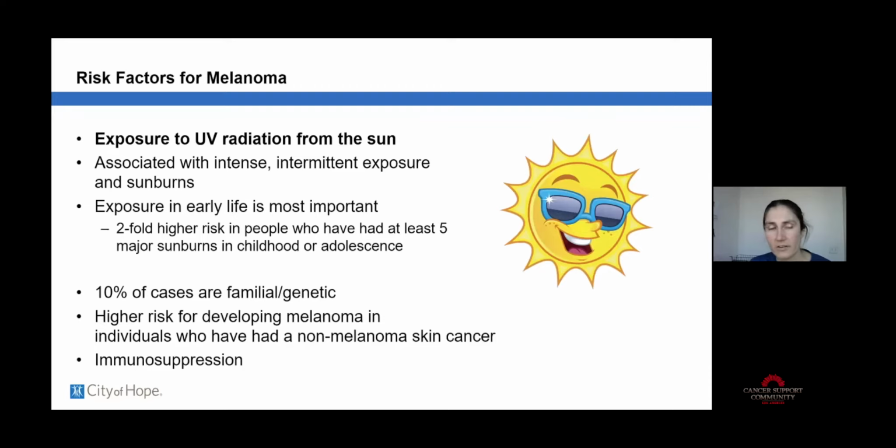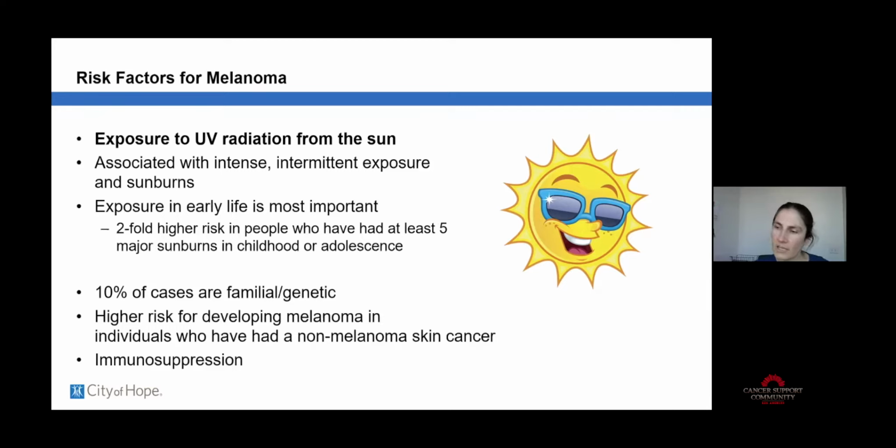Similarly to the other carcinomas, melanoma is related to UV radiation from the sun. With melanoma, it's about intense sun exposure, so having sunburns. There's a twofold higher risk in people that have had at least 5 major sunburns in childhood or early adolescence. So wearing sunscreen and protecting against that can significantly reduce the risk of melanoma.